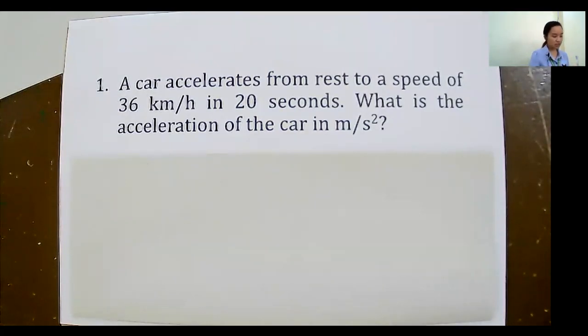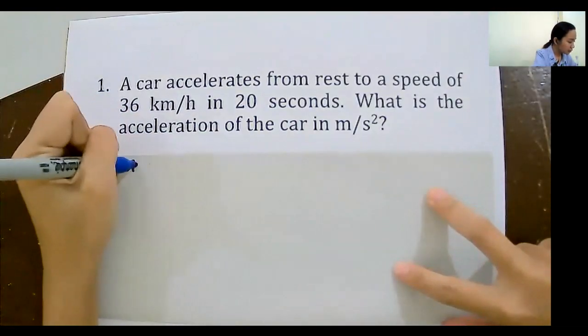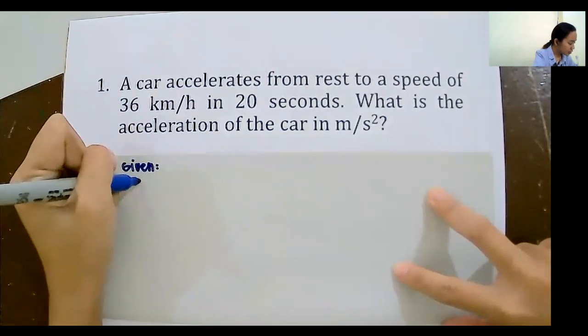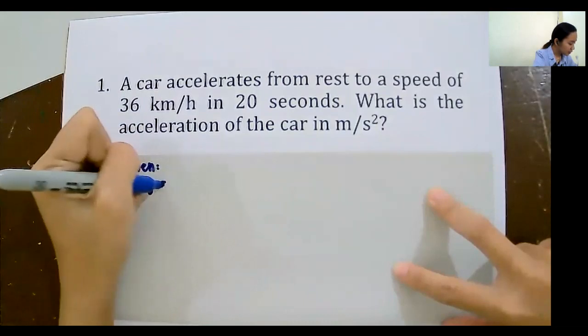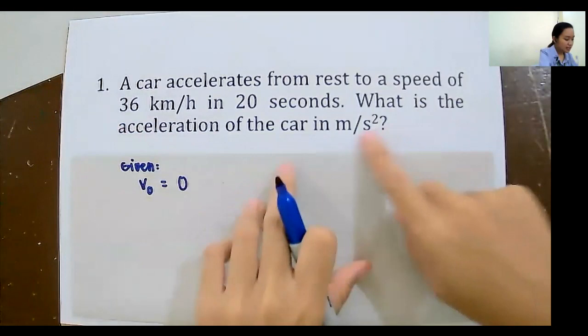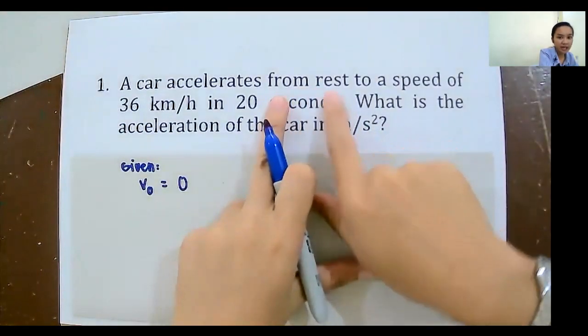Here you can observe that the given speed is in kilometers per hour, but what we are looking for, the acceleration, is in meter per second squared. So you have to convert your kilometer per hour into meter per second before performing the operation for the acceleration. Let's start with the given. You're given a speed. Your initial speed will be 0. Why 0? Because the problem states that your car is from rest.